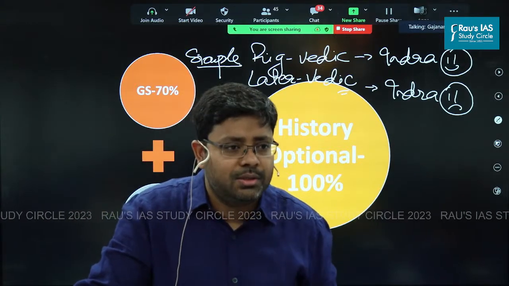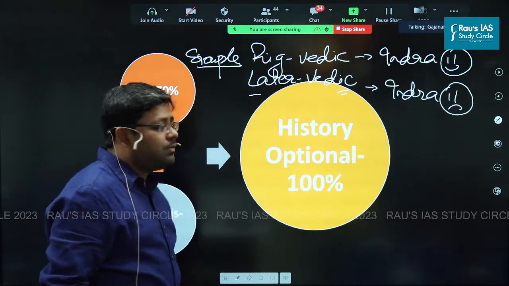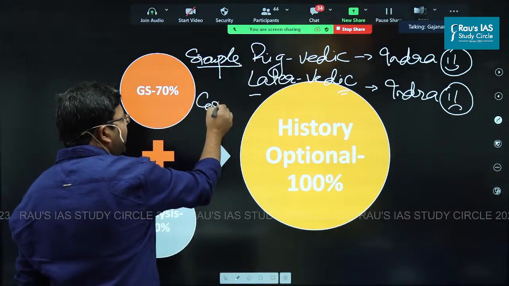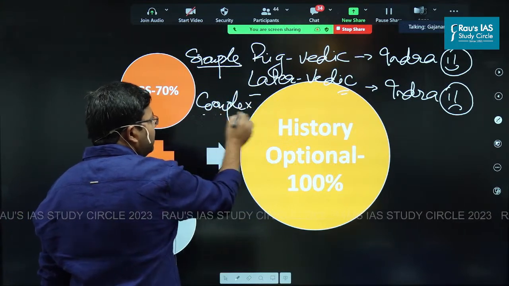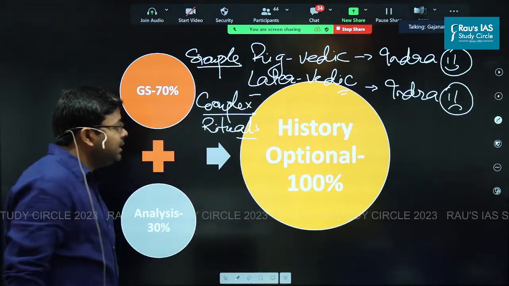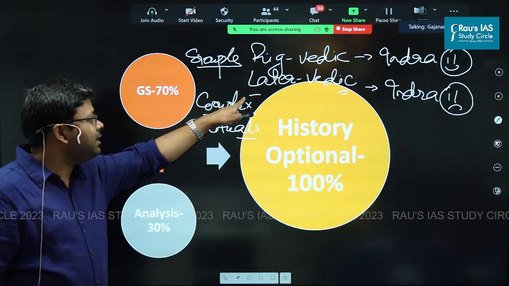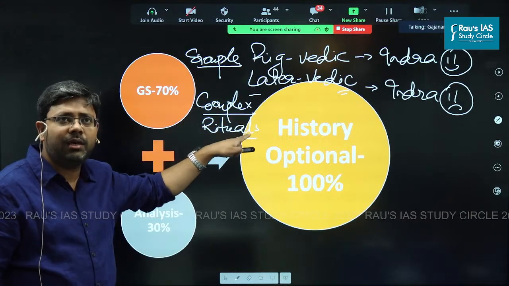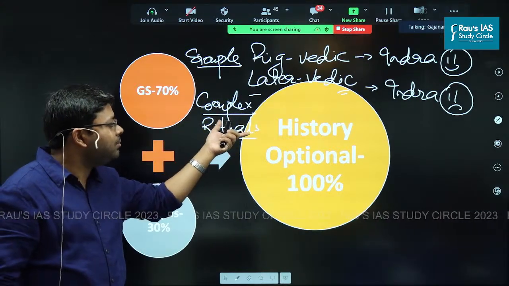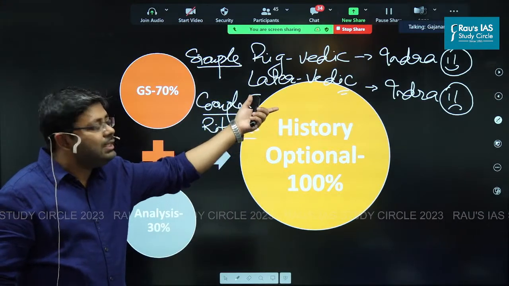Rituals were less important in early Vedic time. In later Vedic time, you will find that religion would be far more complex and rituals would be many. So the importance of prayers was very high in the Rigvedic age, but in the later Vedic age, the importance of prayers would come down and rituals would become more important. Now, this is what you have to know in GS.